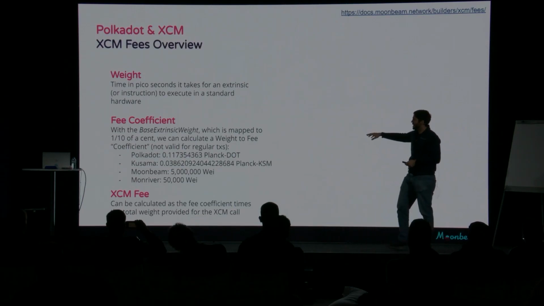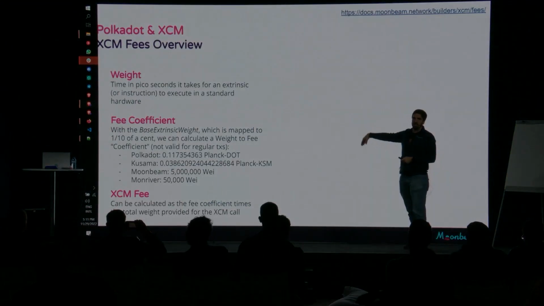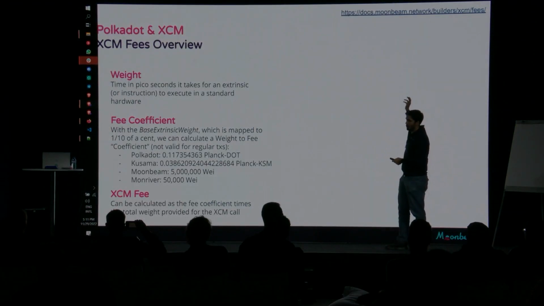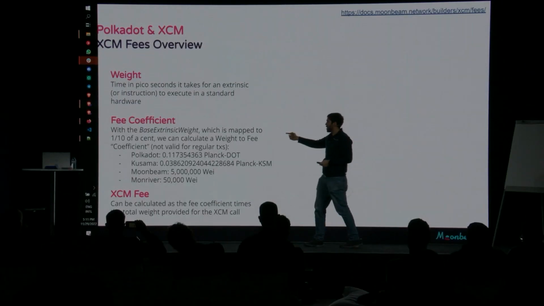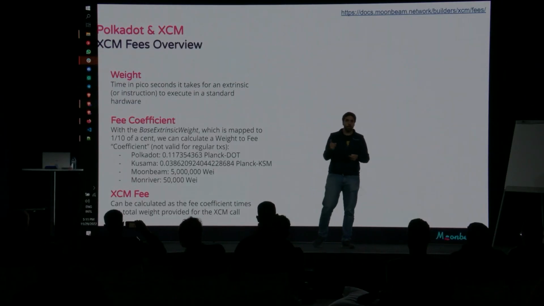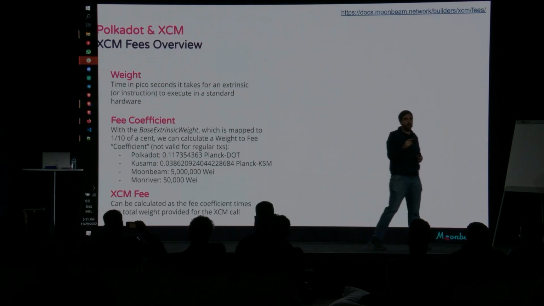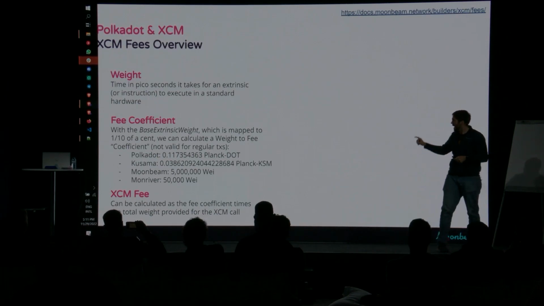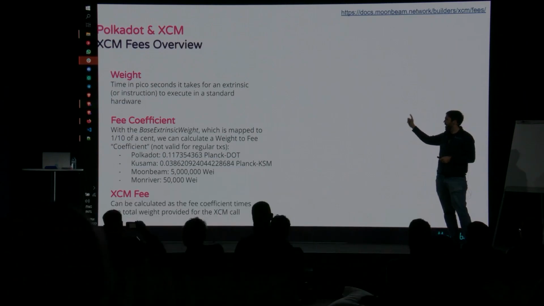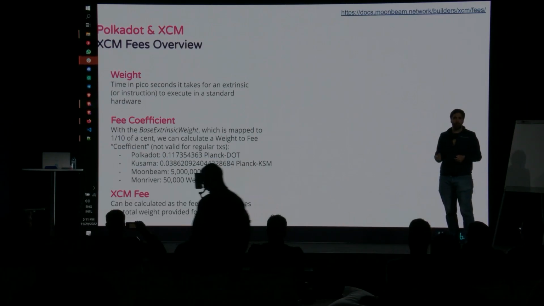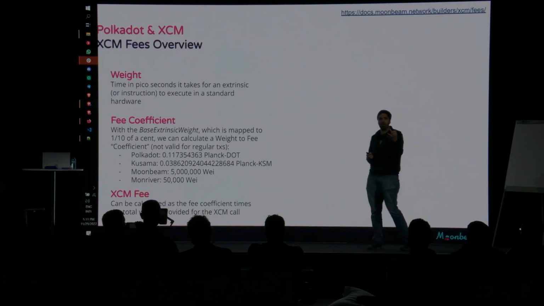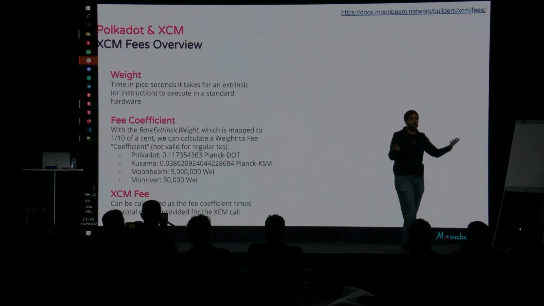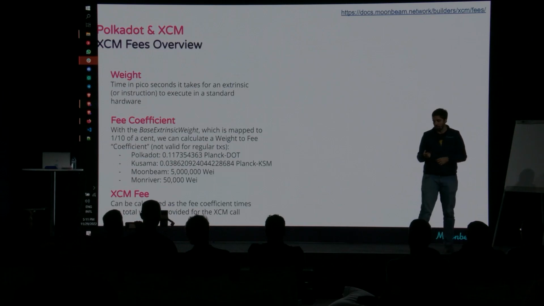And basically, you can see that I explain here how the coefficient is calculated. But if you're more curious, you can visit our doc site. But you can see that for Polkadot, they charge 0.11 something DOT per weight for XCM stuff. And that's true also for Kusama. And then on Moonbeam and Moonriver, we have other coefficients as well. And so basically, once you have the weight and you have the fee coefficient, you can multiply them, and then you get the actual cost of the execution, right?